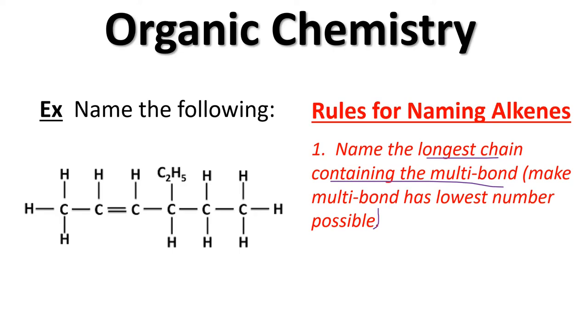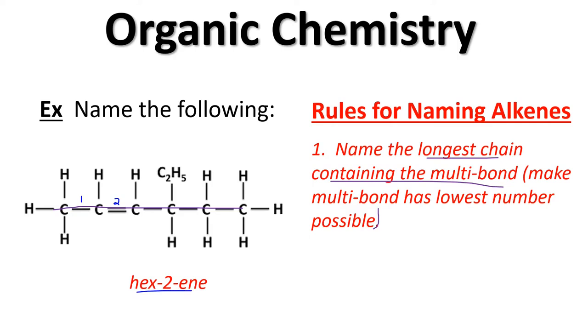So let's look at this one here. I'm thinking we're going to have our longest chain straight across. 1, 2, 3, 4, 5, 6. So that would be 6. So this is some kind of hexene, and then I've jumped ahead here slightly, and I've numbered the bonding spots as 1, 2. So we have a 2-hexene on the go.